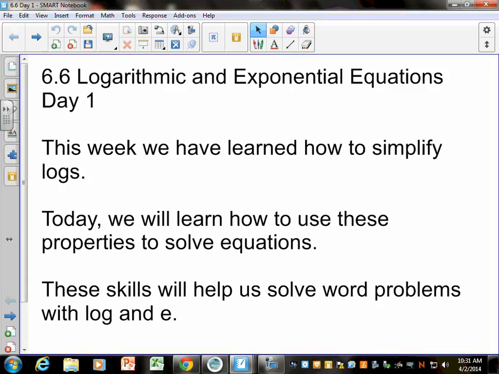We pretty much, except for graphing, this whole chapter has been getting us ready to solve log equations. And so today we're going to solve all types of log equations. Tomorrow we're probably going to look more at exponential stuff and look at some word problems and solving them. This is the last section of the unit, of the chapter, of the year.